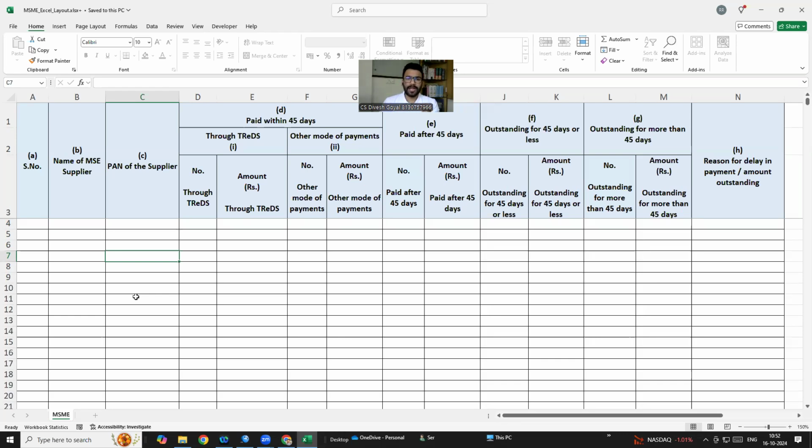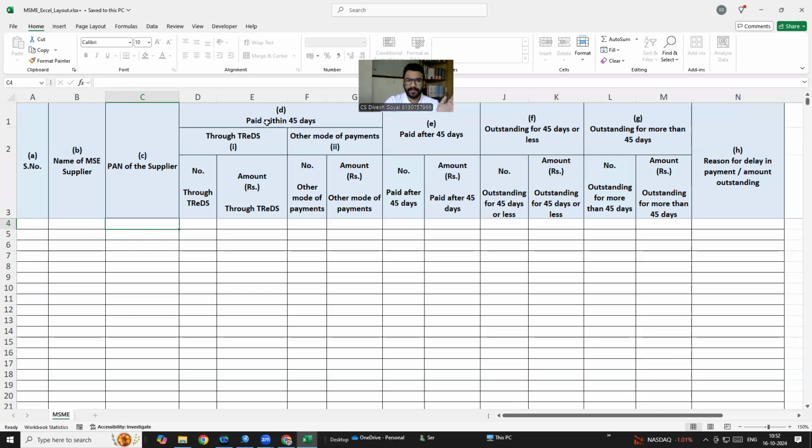So even though you are having more than one transaction with a single vendor, in the MSME one form you can mention only one entry. For example, your company has done transactions with Goyal Divesh Associate. There are 10 transactions with Goyal Divesh Associate. Then you cannot make 10 entries here. You can make only one entry because the entry should be PAN specific. One PAN cannot be repeated. If you repeat the PAN, then this form will give an error at the time of filing.